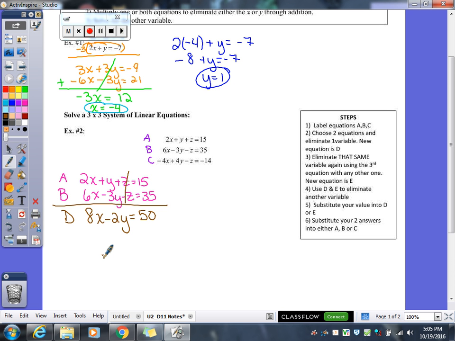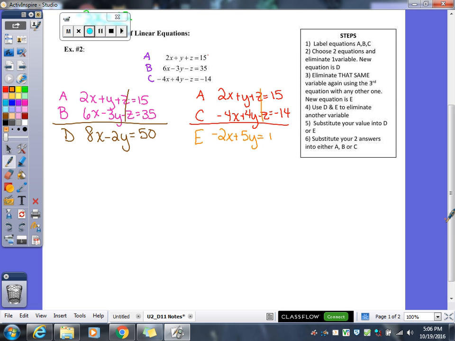So now I have my equation D. What I need to do now is go back to my originals again and pick other equations. So for example, equation A and equation C. And I'm going to eliminate the z again. I chose A and C because I saw one's positive, one's negative for my z's. Those are going to eliminate nicely. So my z's cancel, add my x's, I get negative 2x plus 5y equals a 1. This is now my equation E.